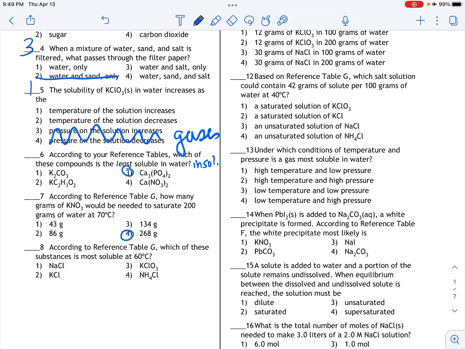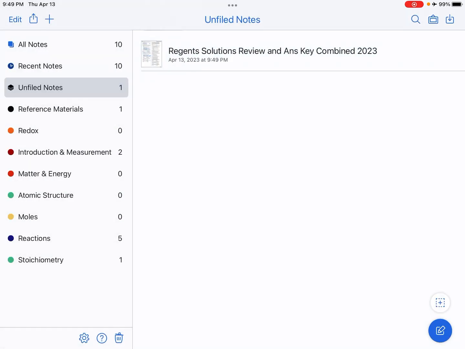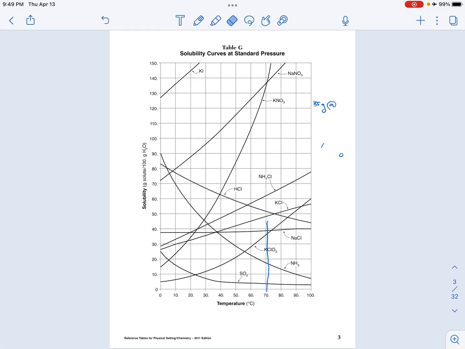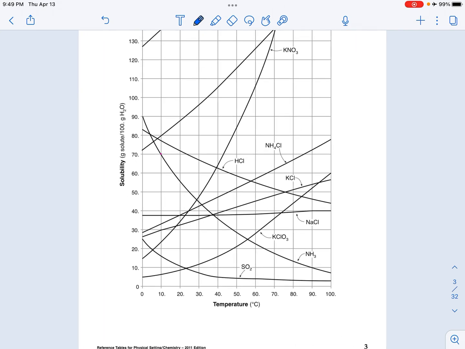Which of the following is most soluble at 60 degrees? Which means we need to go back. Most soluble means it can hold the most at 60. So 60 degrees is here. So the first choice was NaCl. NaCl can hold 38 grams, just about. KCl, that can hold 46, I think.